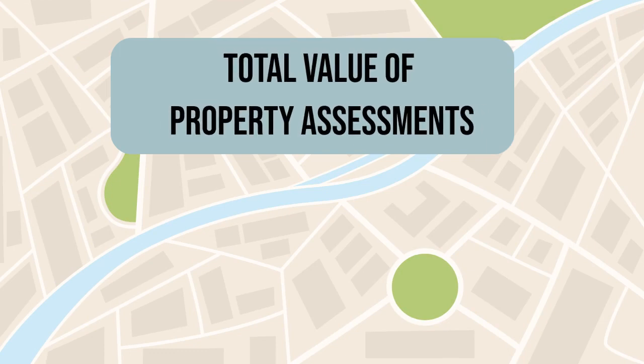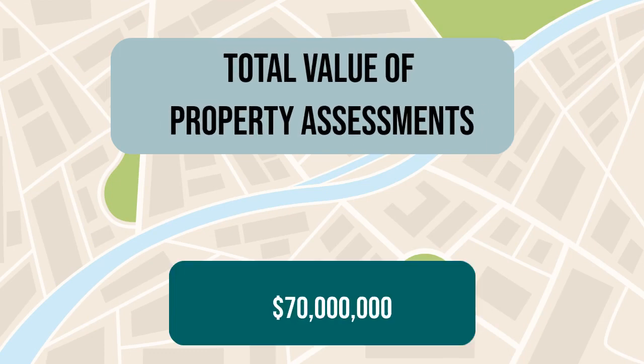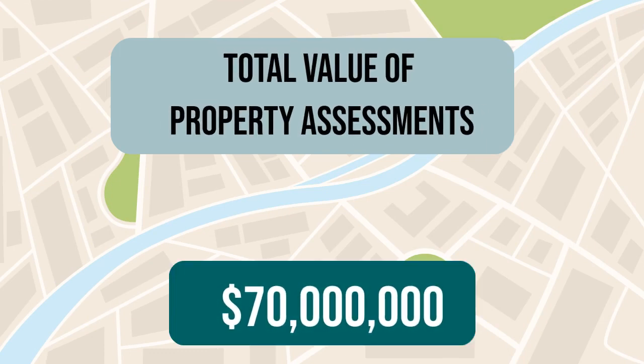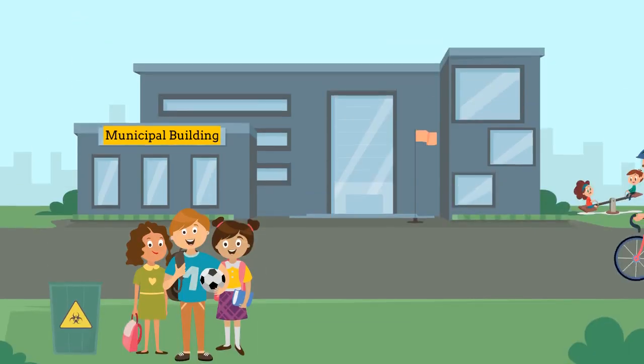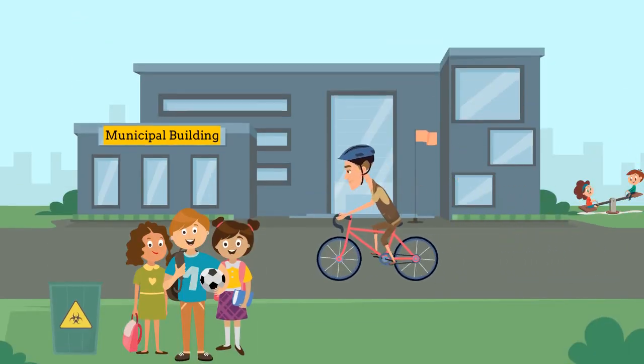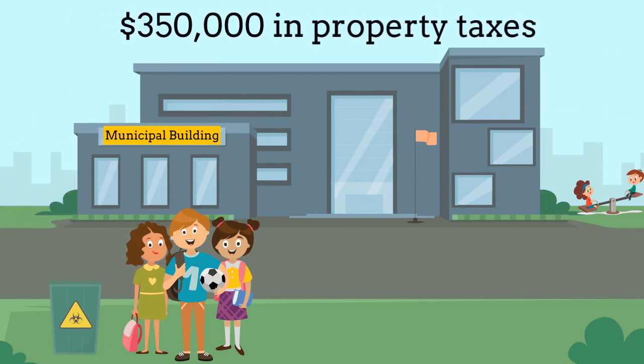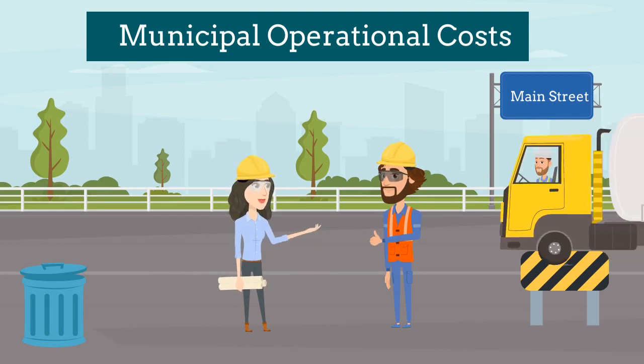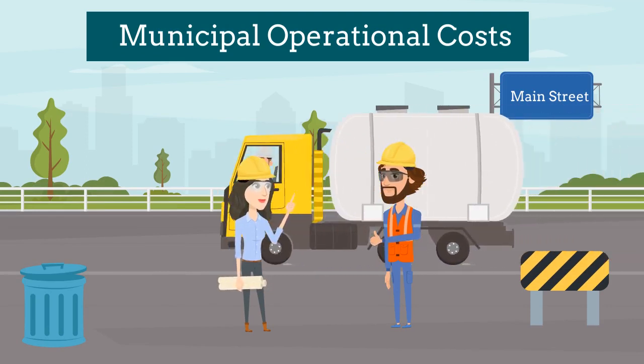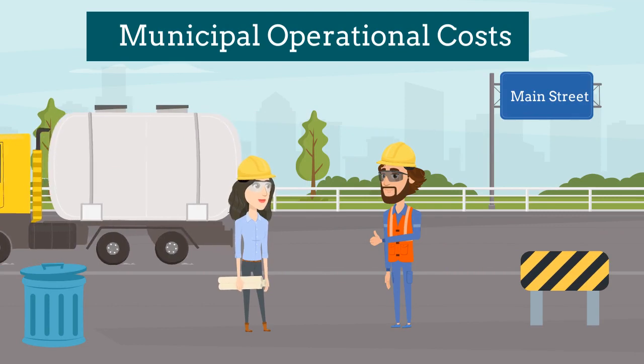Let's imagine that the total value of the property assessments in the town is $70 million. And let's assume that municipal council needs to collect $350,000 in property tax to operate for the year. This covers municipal expenses like roads, water and sewer, and emergency services.